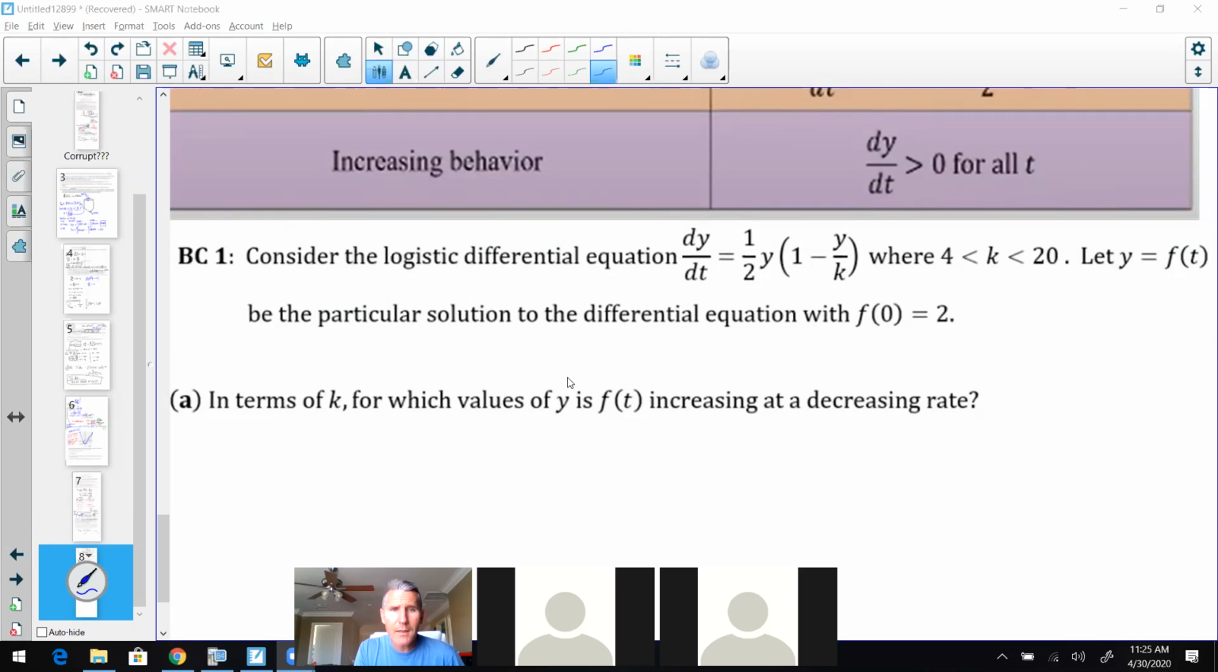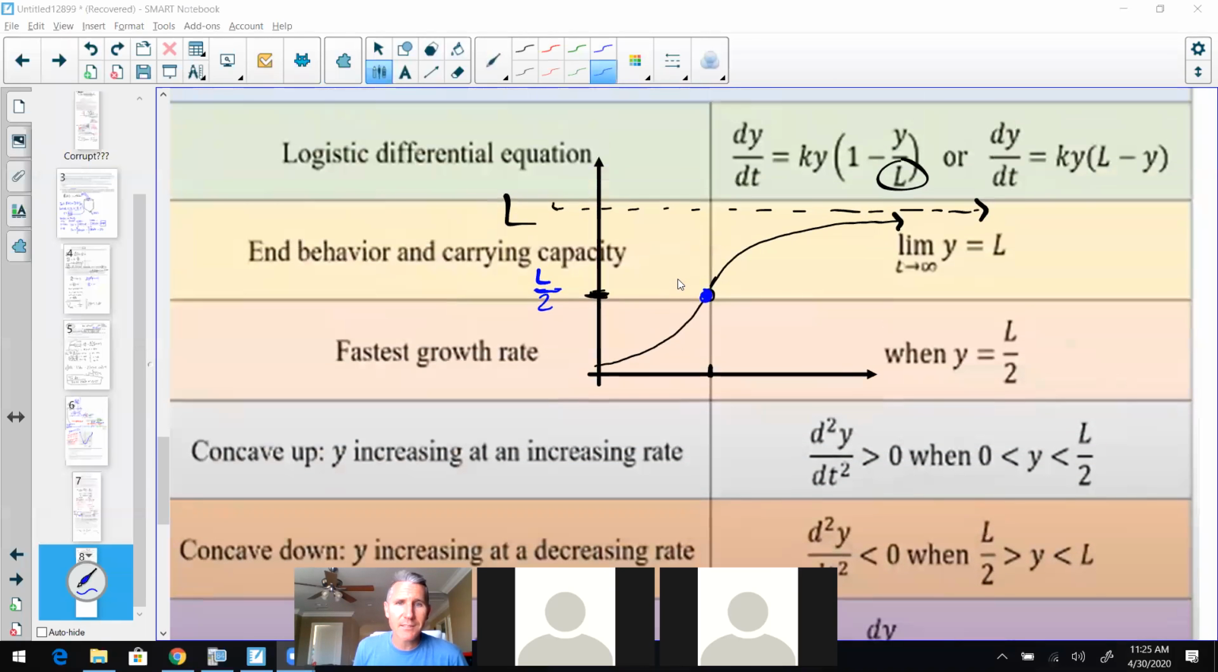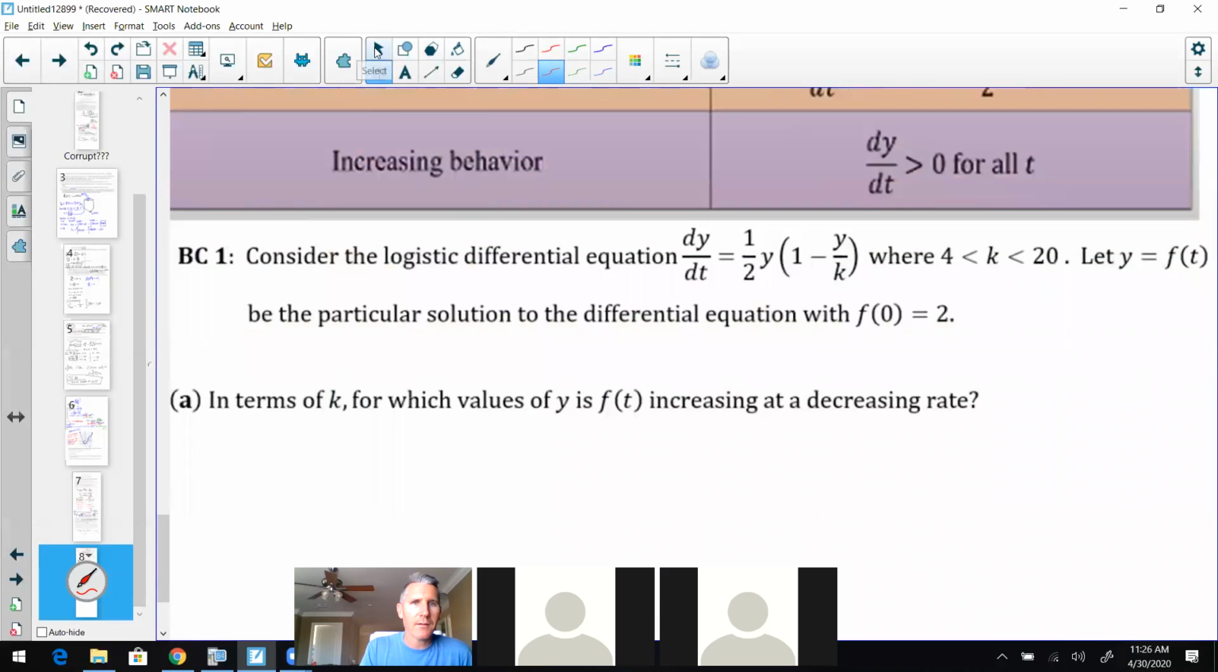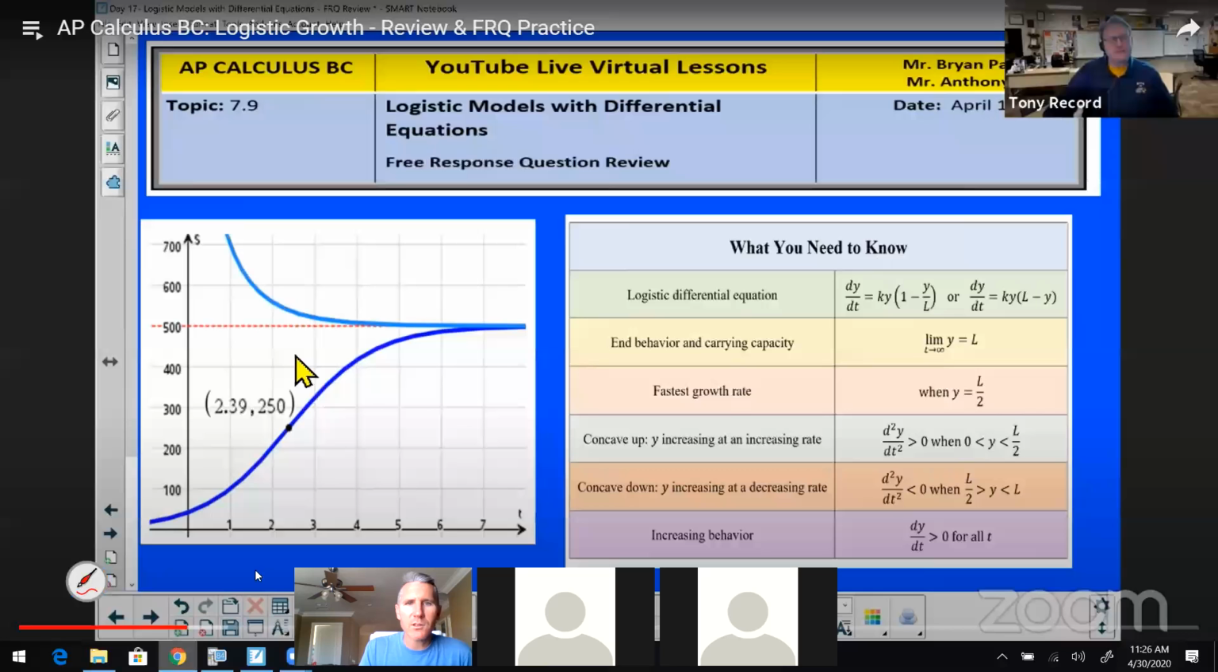So for which values of y, going back up here, it's asking for basically these y values, where, because you see the projection of this, we have a function that is increasing at a decreasing rate. So it's going to be from whatever the carrying capacity over 2 is up to the carrying capacity. So this would be from L over 2 to L, but down here it would be from K over 2 to K.